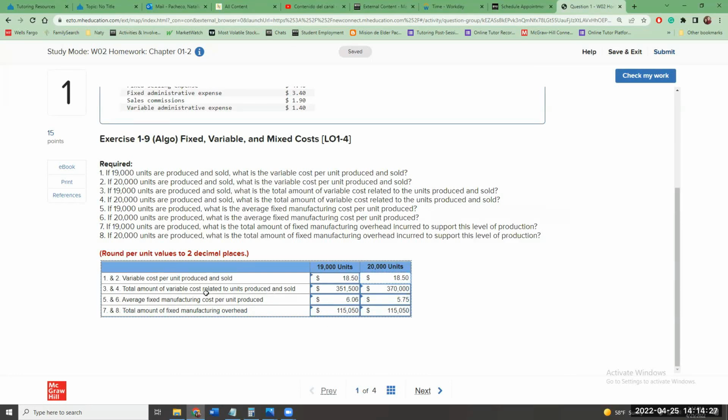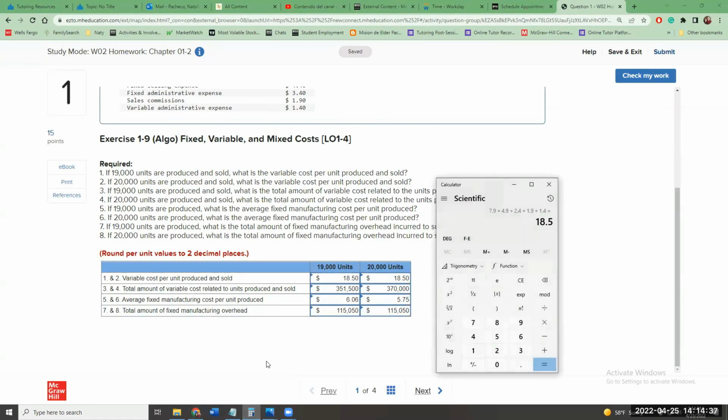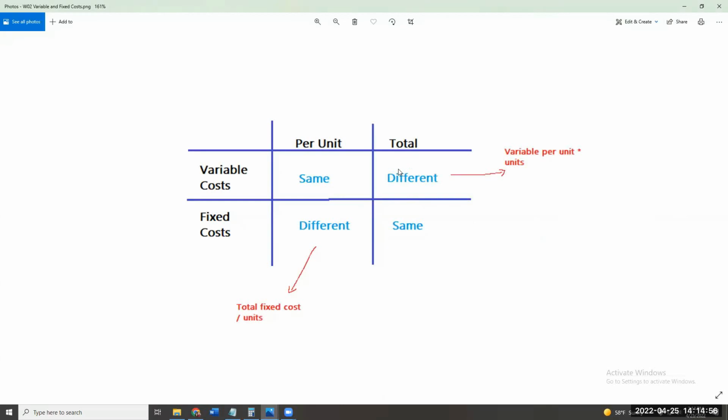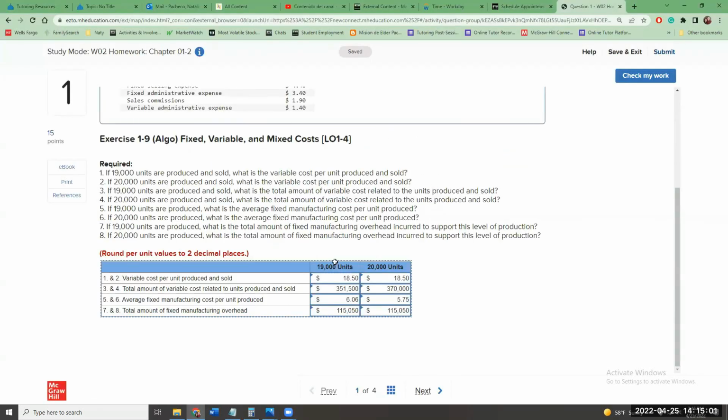Now the total amount of variable costs related to units produced and sold is simply this number right here times the units. So 1850 times 19,000 is 351,500, and 1850 times 20,000 units is 370,000. So we can see here what I just explained, that the total variable costs are different depending on how many units there are.